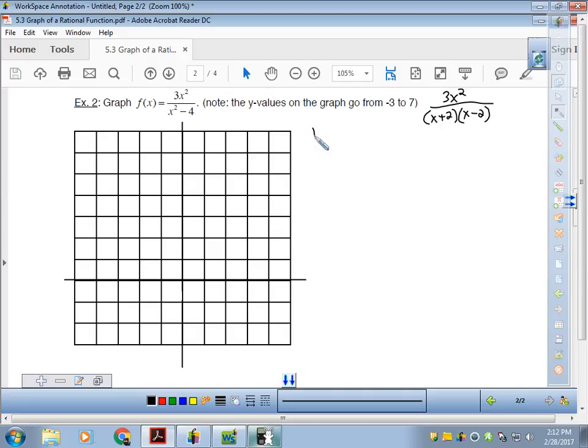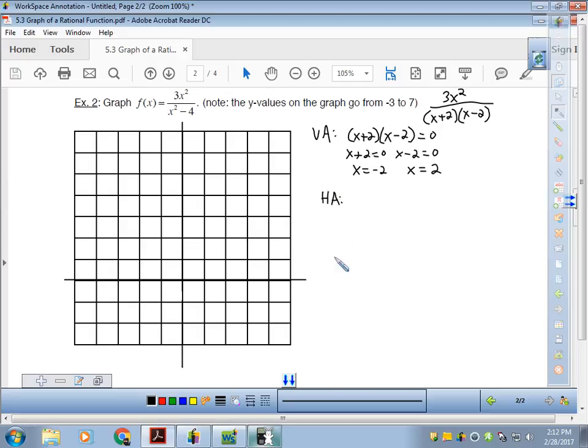The next thing is to find vertical asymptotes. We do that by taking our denominator, x plus 2, x minus 2, and setting it equal to 0. That's the same thing as actually setting both of those factors equal to 0. And so we get x equals negative 2 and x equals positive 2 as our vertical asymptotes.